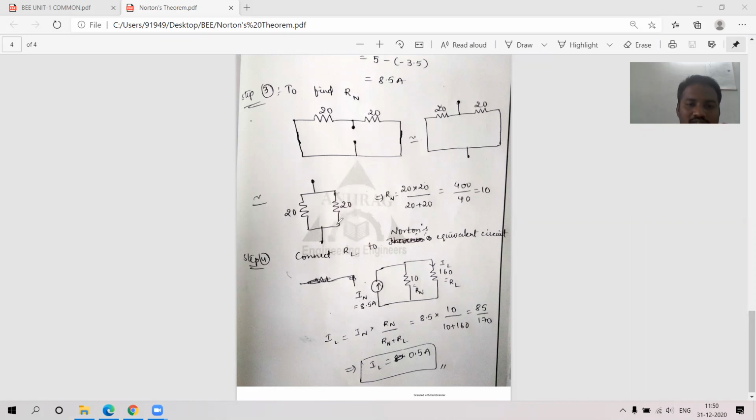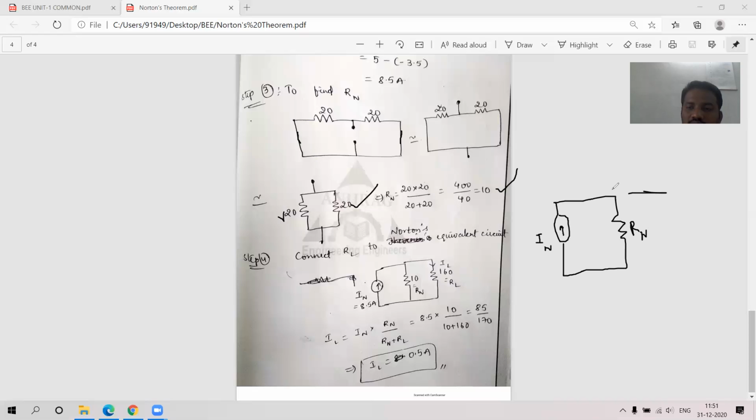So when you apply some voltage source to it, these two are in parallel. If they are in parallel, you just do the product by sum, that is 20 into 20 by 20 plus 20, which is the Norton's equivalent resistance. The value is 10 ohms. Now I am going to connect this RL to the Norton's equivalent circuit. What is the Norton's equivalent circuit? A current source in parallel with the equivalent resistance. The current source direction is this one. This is Norton's current and RN. We got these two values, no?